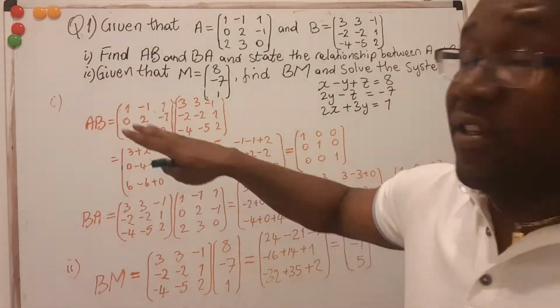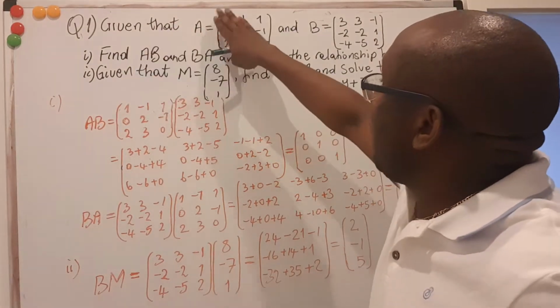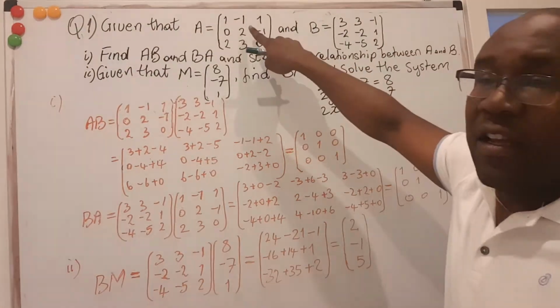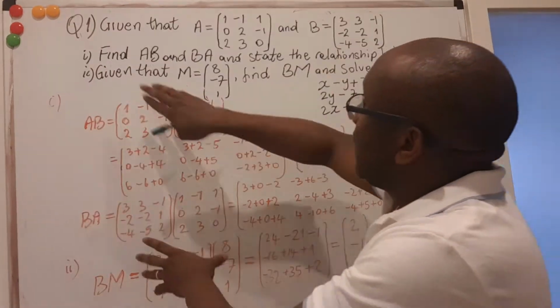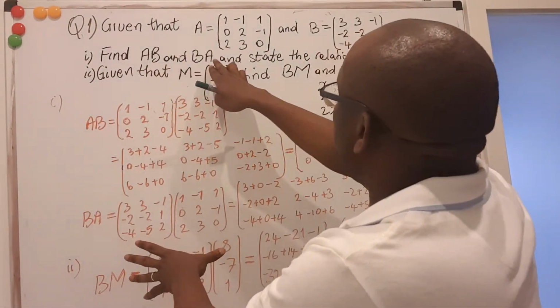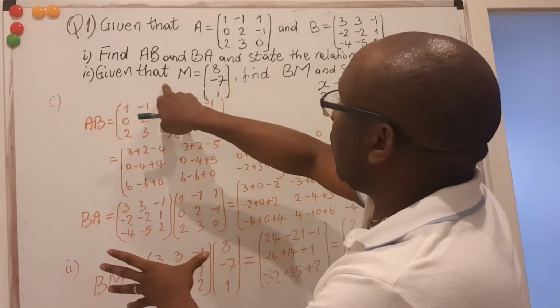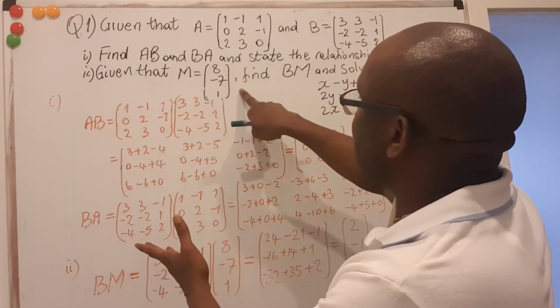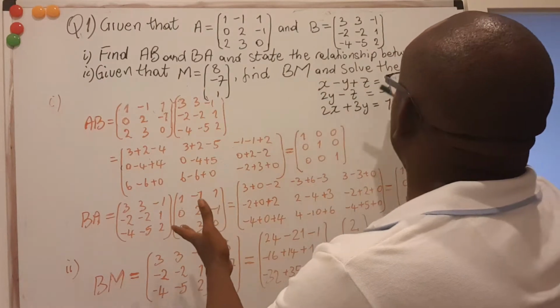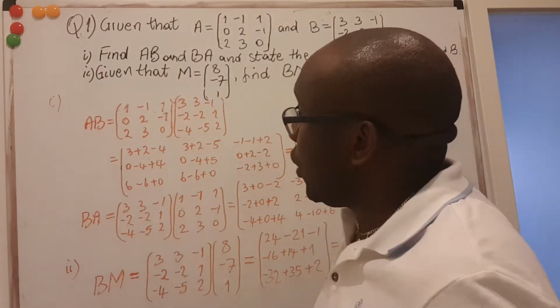So if that is the case, the question that we have at hand is, given that we have a matrix A given as this, and a matrix B given as that, find A multiplied by B and B multiplied by A, and state the relationship between A and B. And for the second part, given that the matrix M is given like that, find BM and solve the system of equations.